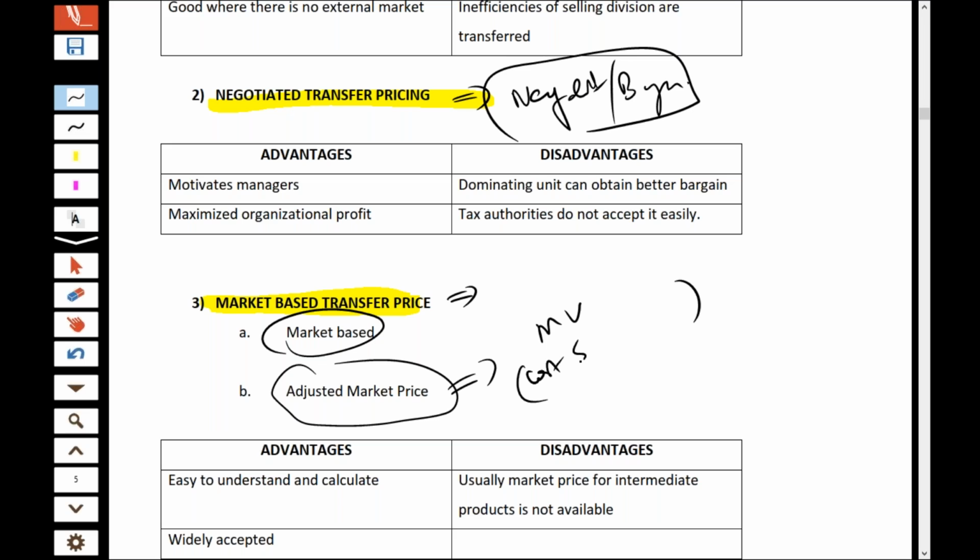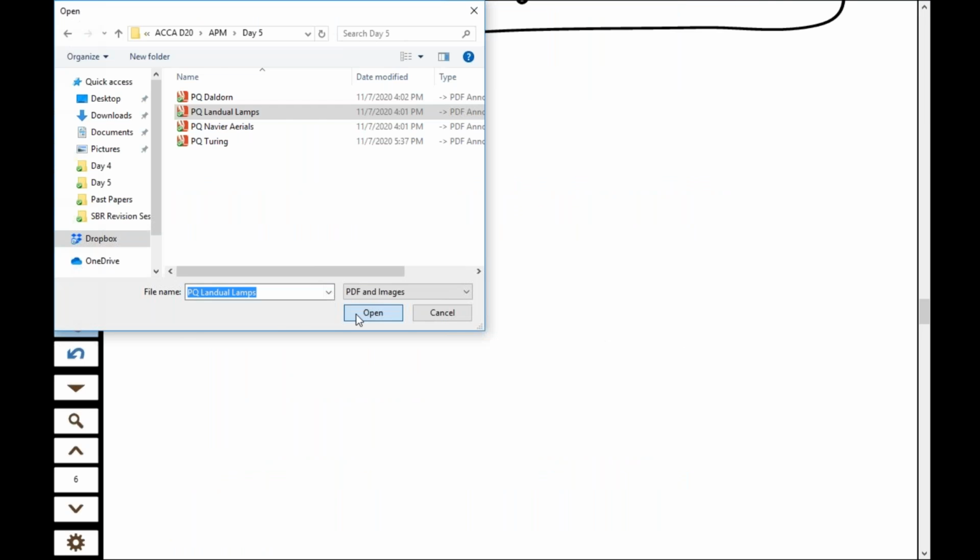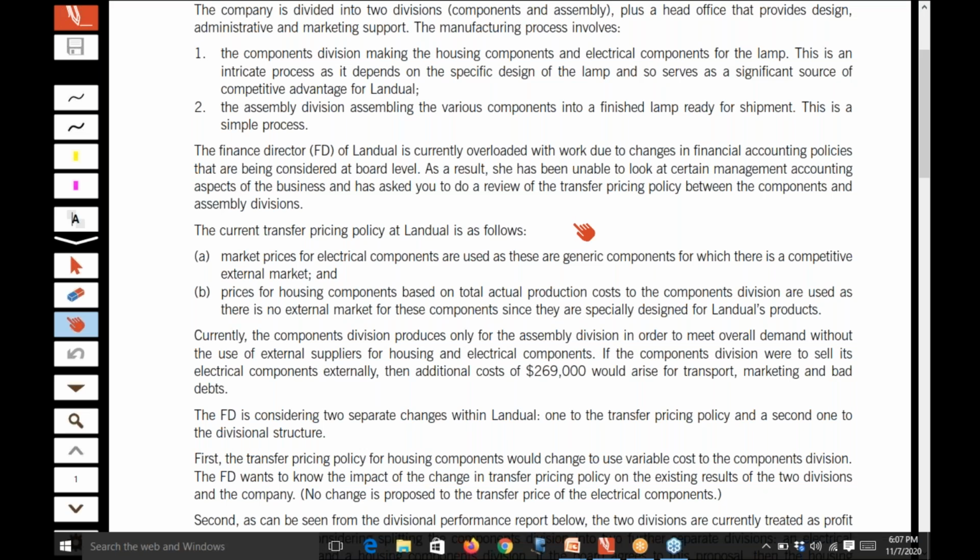Is that okay to everyone? Now, let's move a bit forward. And on the basis of that question, we'll be discussing how transfer pricing is dealt with. You are being provided with this question. The name of this question is Landwell Lamps.